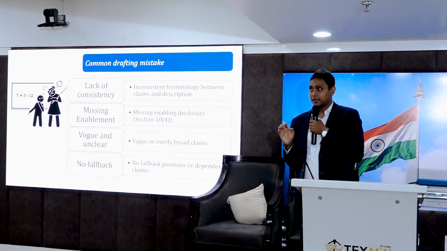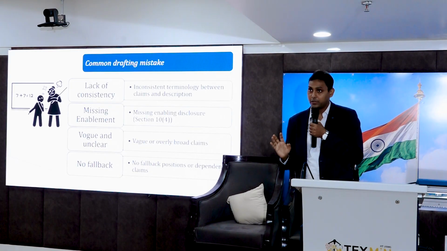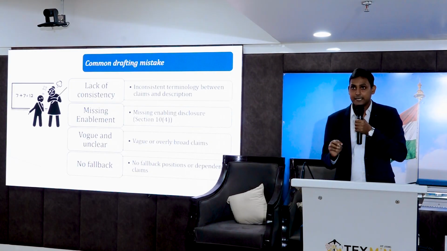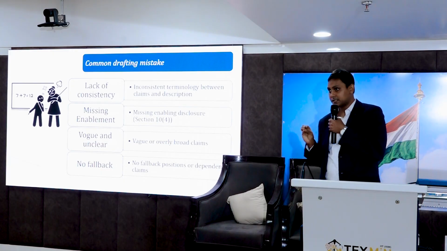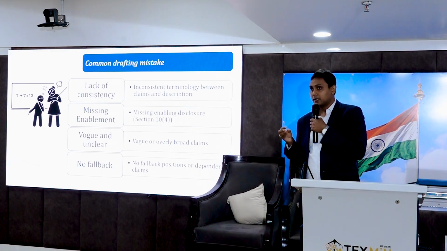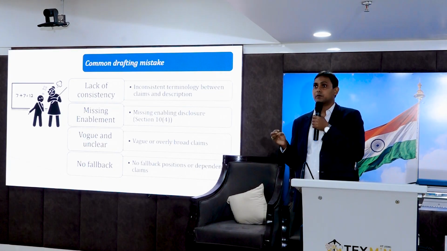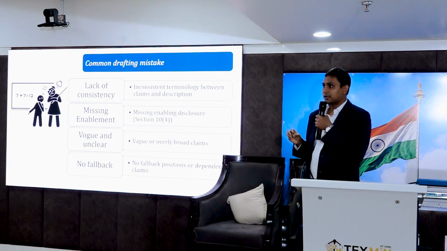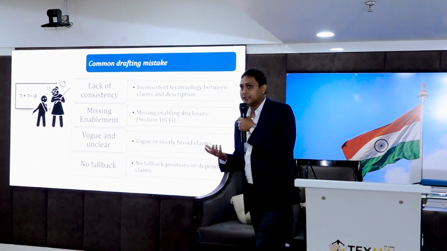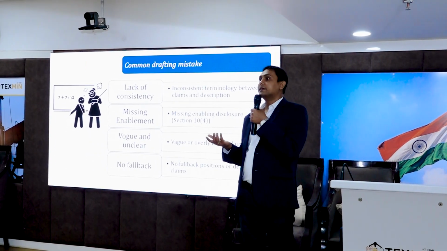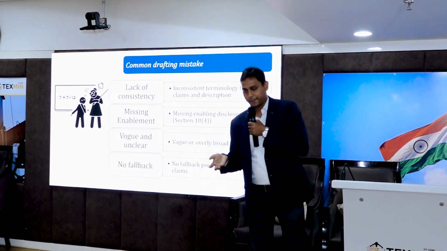So this is a common drafting mistake, and you should avoid all those things. Write the dependent claims, write the subsidiary features, and wherever it is required, amend the claim to include them in the independent claim so that your invention is inventive over the prior documents.